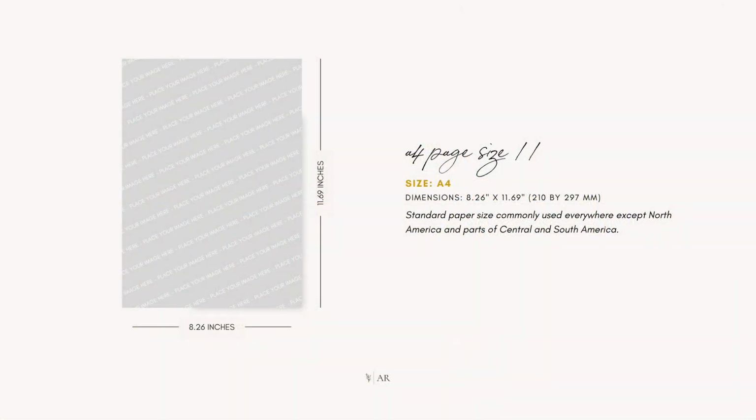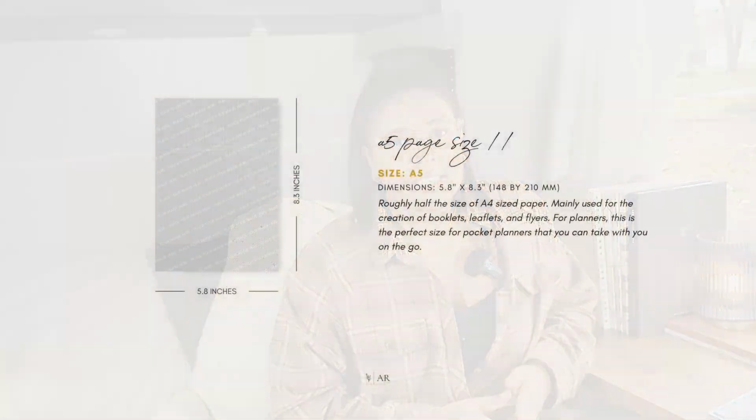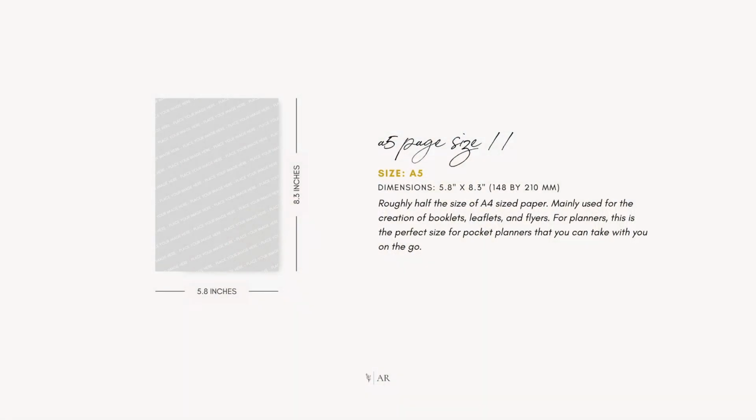A4, which is 210 millimeters by 297 millimeters, and is typically the standard page size commonly used everywhere except North America and parts of Central and South America. And A5, which is 5.8 inches by 8.3 inches and is roughly half the size of A4 size paper and mainly used for the creation of booklets, leaflets, and flyers. For planners, this is the perfect size for pocket planners that you can take with you on the go.